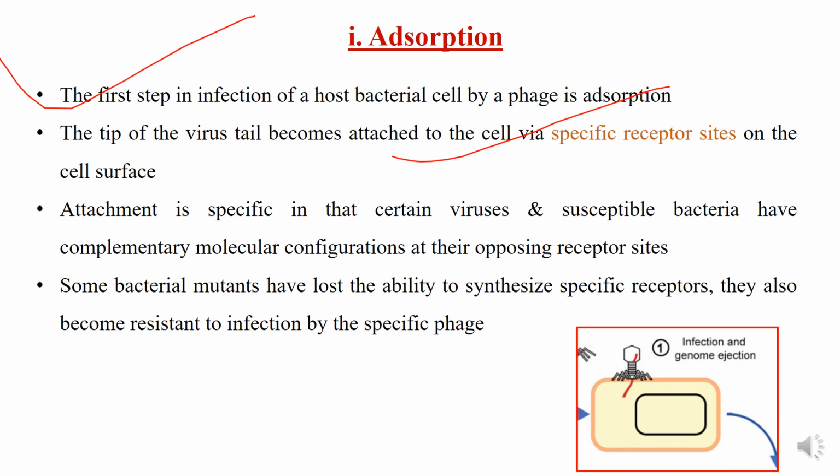You may have a doubt: if specific receptors are absent on the bacteria, what will happen? Automatically, the virus will not be able to attach to the bacteria in the absence of these receptor sites. So when mutations happen in the bacteria and it loses these receptor sites, it automatically becomes resistant to bacteriophages. This attachment is also very specific for certain viruses, and susceptible bacteria have molecular configurations complementary to their opposing receptor sites. So when it becomes a mutant, it will be resistant to bacteriophage attack.